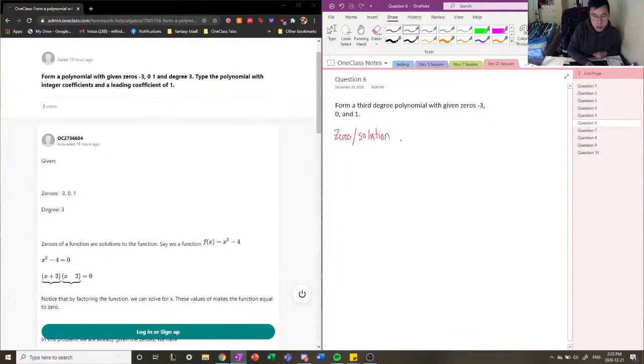So a zero or solution are the values of x that satisfy the function f of x when f of x equals 0. So that's what we call zeros or solutions, okay? And they relate to polynomial functions.